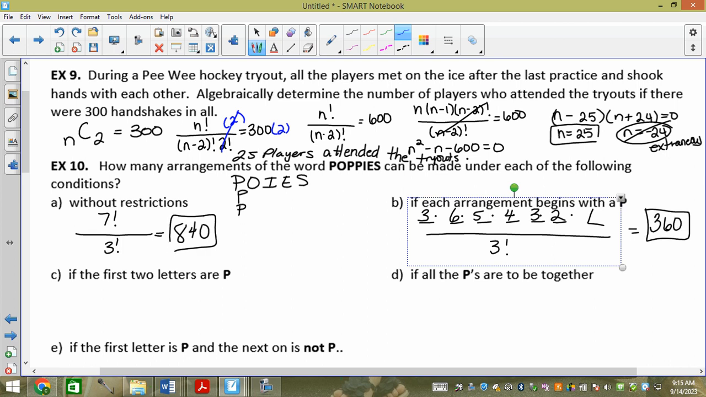The first 2 letters are P. So I'd have 3, 2. Then what? Does it say the first 2 letters have to be P and the second one doesn't have to be a P? No. So I could go 5, 4, 3, 2, 1.